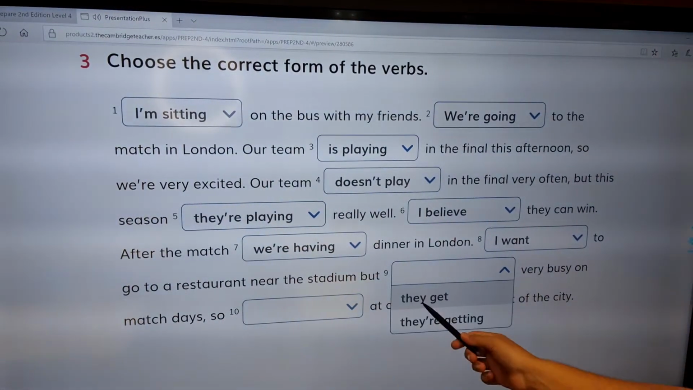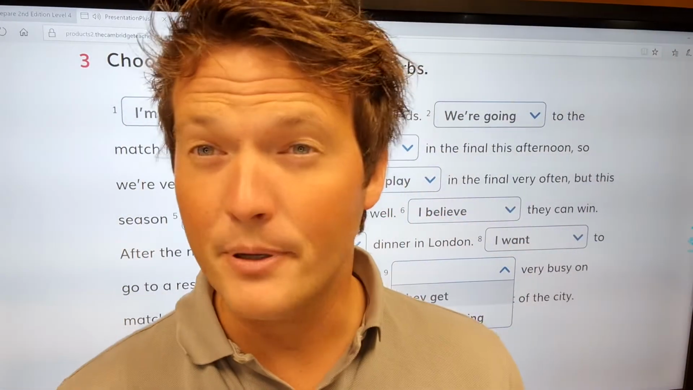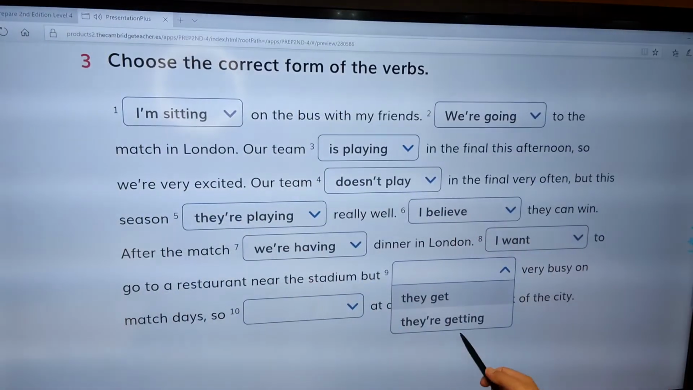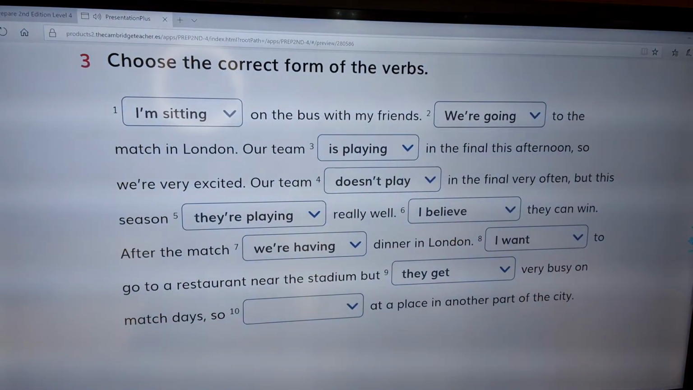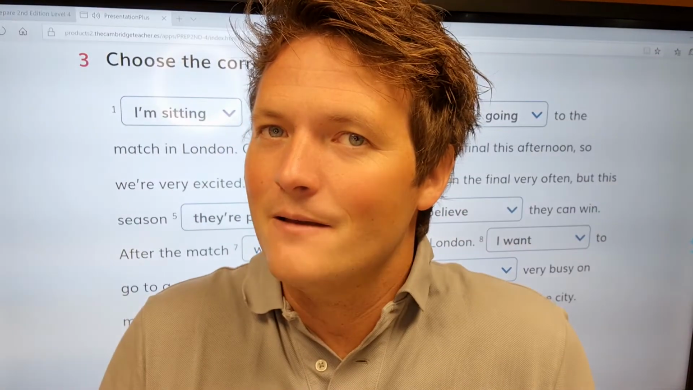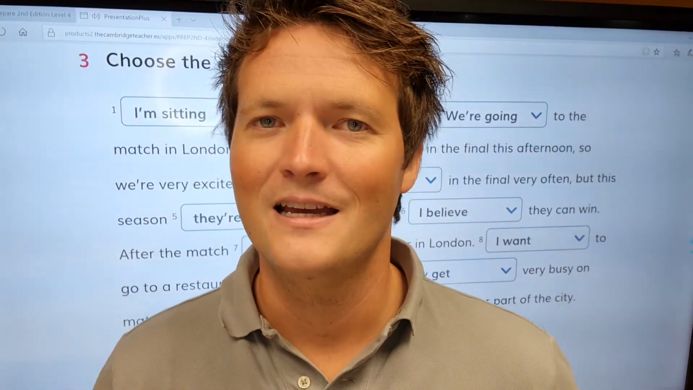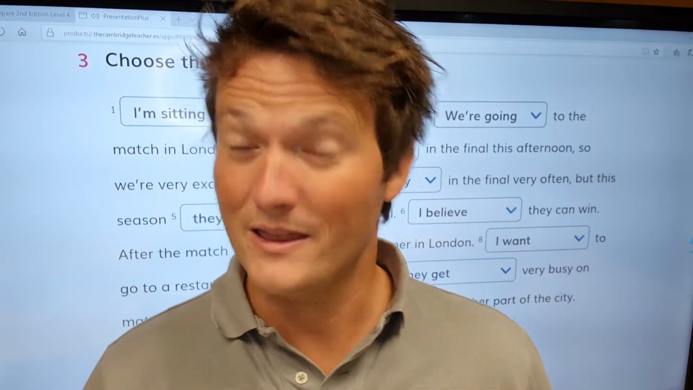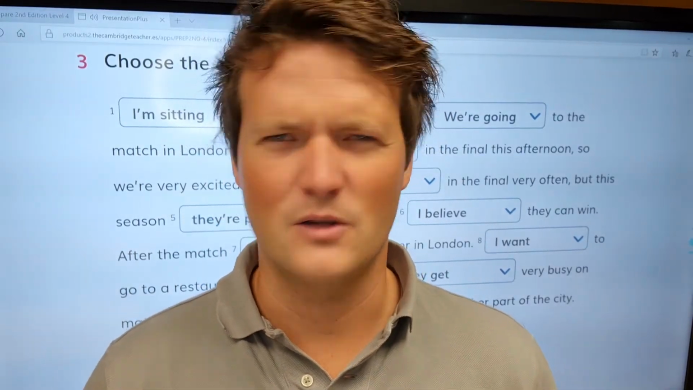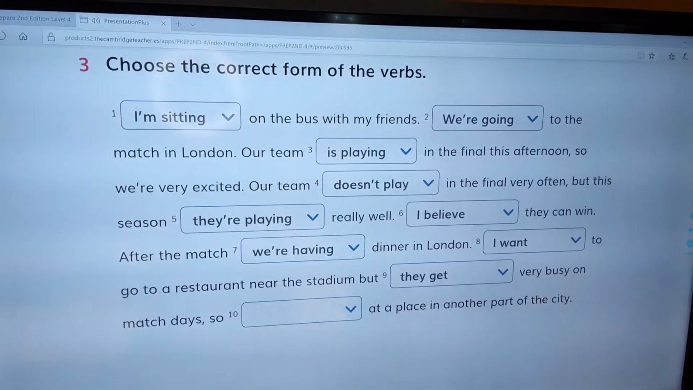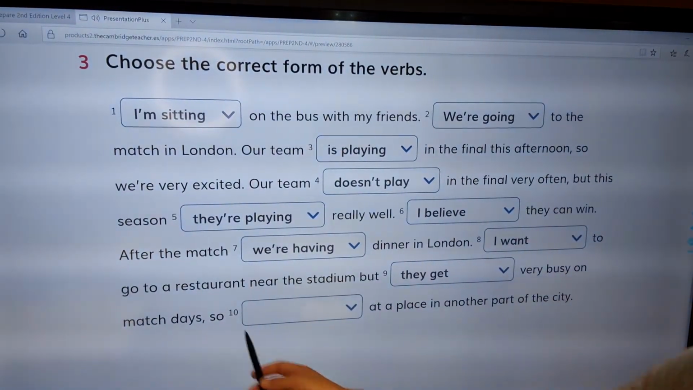but they are getting very busy on match days. So what happens on match days generally is that they get very busy. A lot of people go to the restaurants near the stadium on match days when there is a match, you know? And so there's a lot of people. So they get very busy on match days.